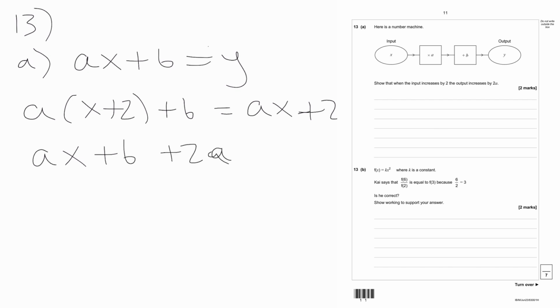Well, we can see here, we know ax + b is equal to y, which is the output, and therefore this 2a means that when we increase the input by 2, then the final output, which I'm just going to call y prime, is y + 2a.